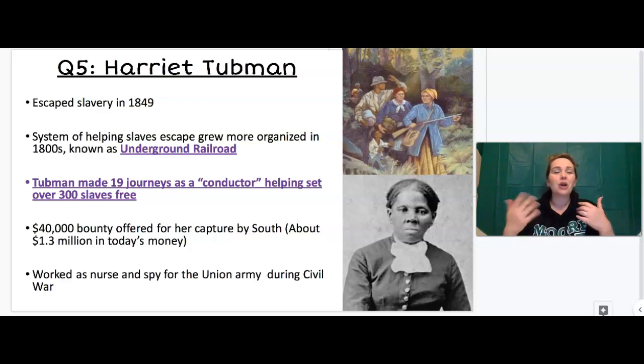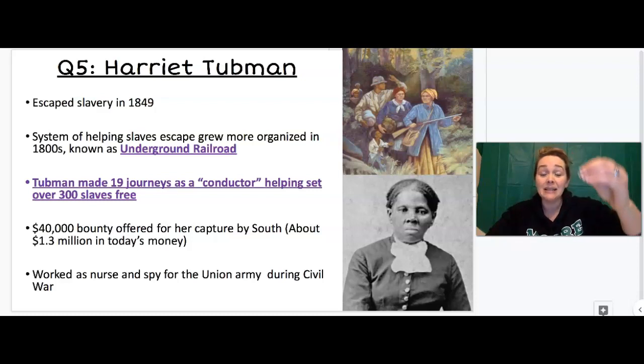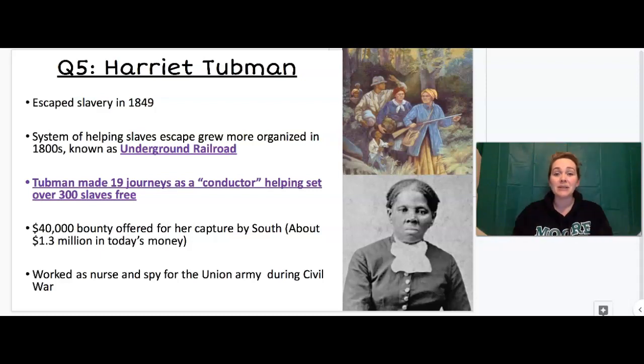Railroad terminology was what they used. If you were a leader trying to lead slaves up to the North, you were called a conductor, for example. And people coming with you were passengers. And places that were safe to stay were called railroad depots or stations, okay? And so that's where the Underground Railroad gets its name.